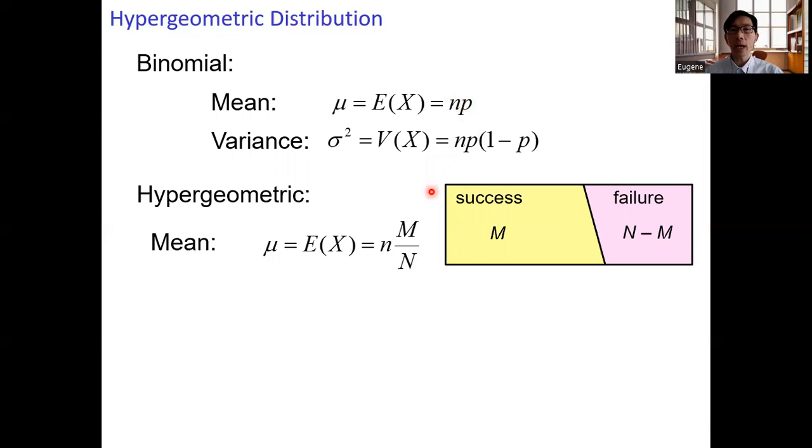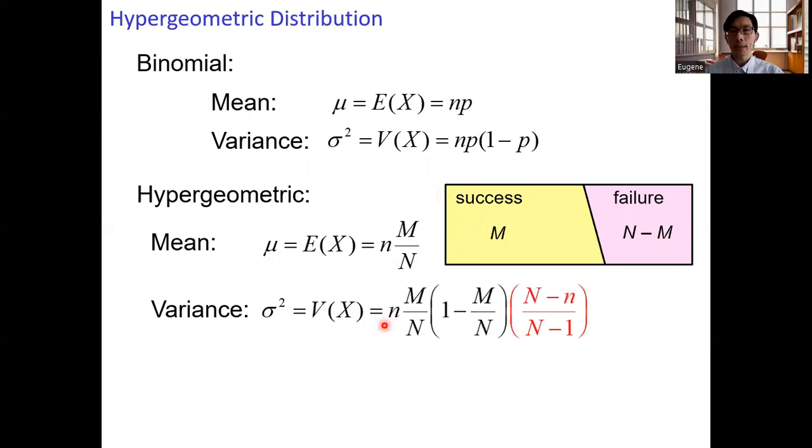And then the variance for the hypergeometric distribution, which is n times M over N times 1 minus M over N. This expression is very similar to the variance of the binomial distribution, where M over N is the probability of success, the p for the binomial distribution. So we have n times M over N, which is p, and 1 minus M over N, which is the factor 1 minus p in the binomial distribution.